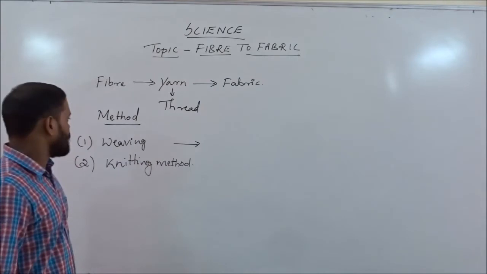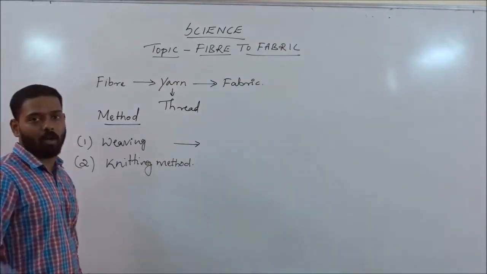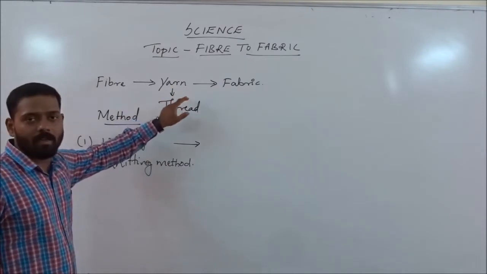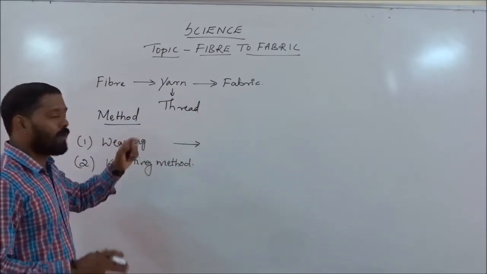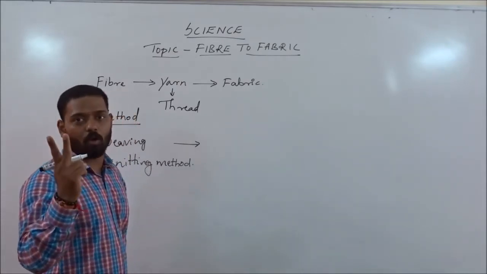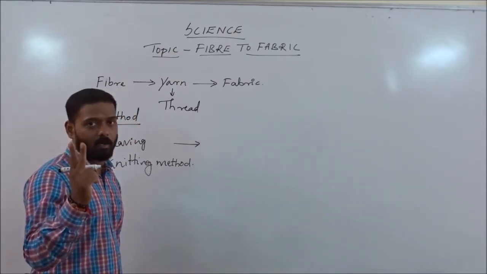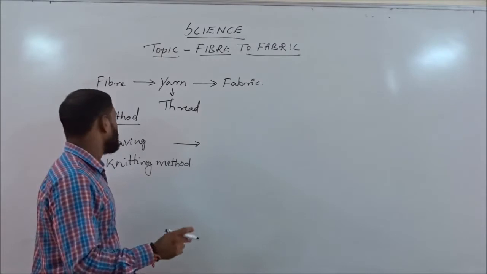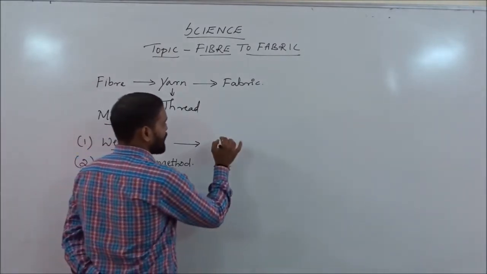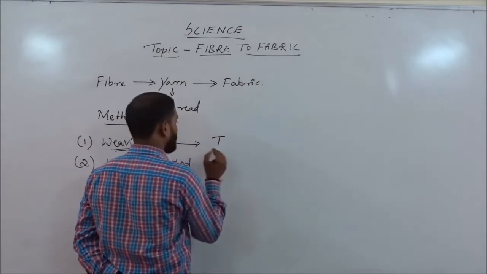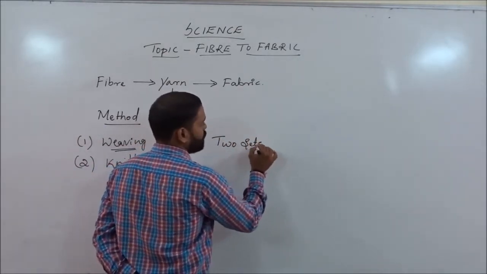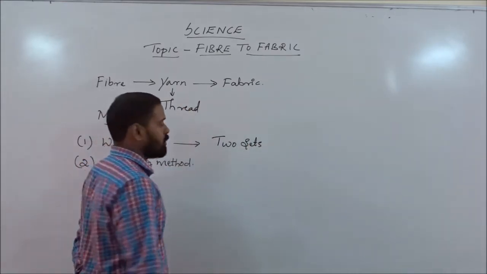Weaving method means you require two kinds of yarn. Yarn is ready, and you require a very long yarn. You require two sets of yarn. Please try to understand what I am saying. If you want to make the weaving pattern, you have to take two sets of yarn.